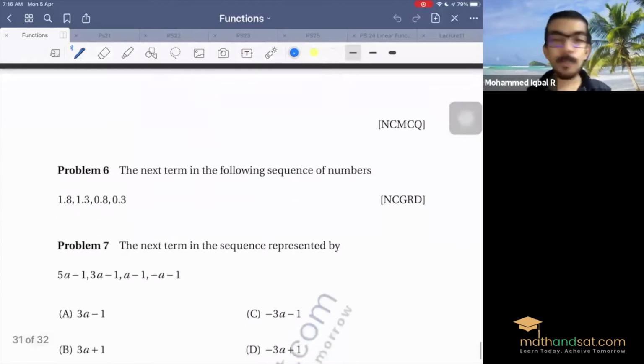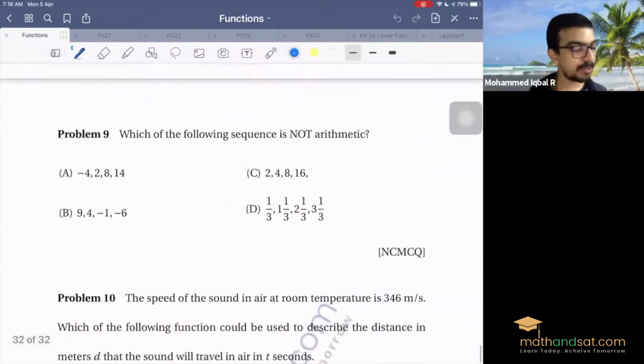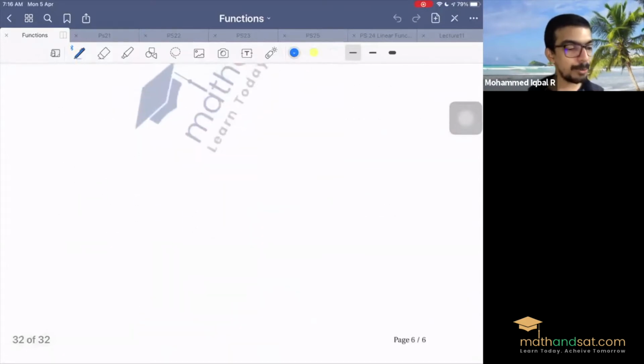So there are a few questions pending from the previous problem sheet. We'll come to that. Before that, let's go to a new topic.